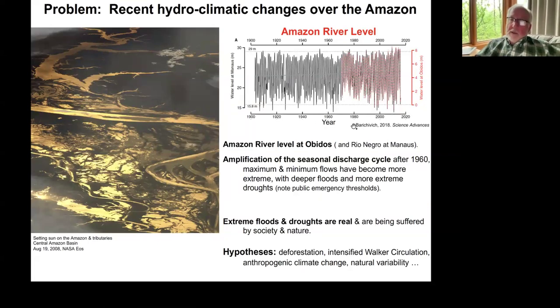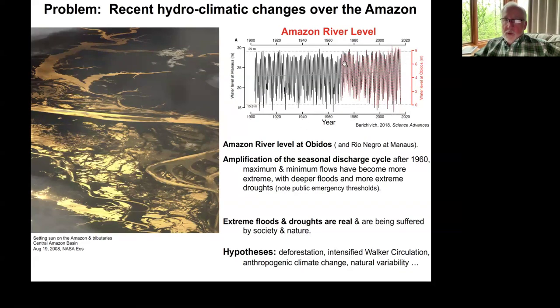Anyway, here's from a study that Jonathan Barichevich did in 2018, and it's showing the water level at Manaus and the water level at Obidos since 1901. And you see this big annual peak. And so the flood stage and the drought stage, so the Amazon River is subject to a high stand and a low stand every year. In the wet season, it's high. In the dry season, it's low, right? And so there's this seasonal amplitude of the river. And that's what's being illustrated here.